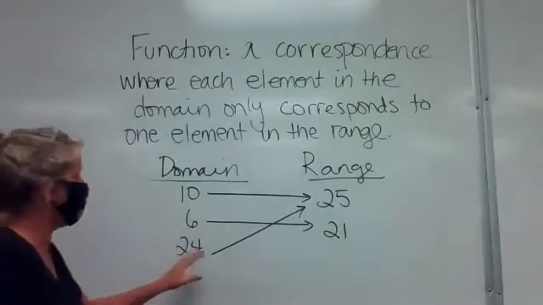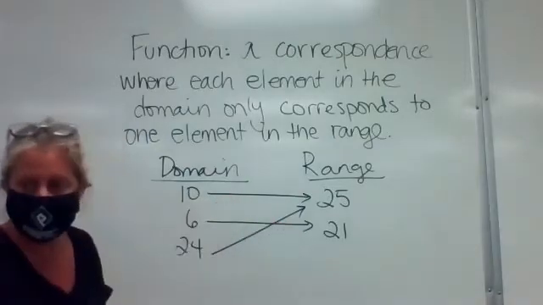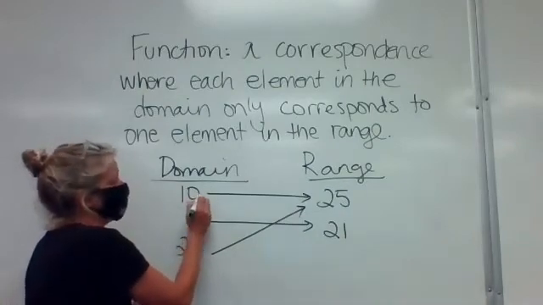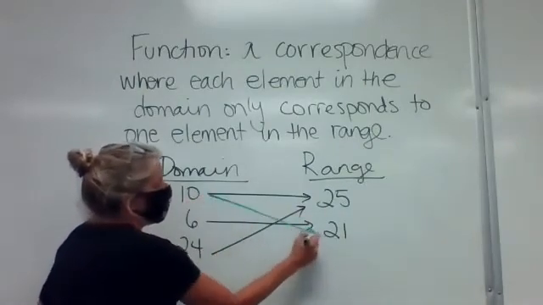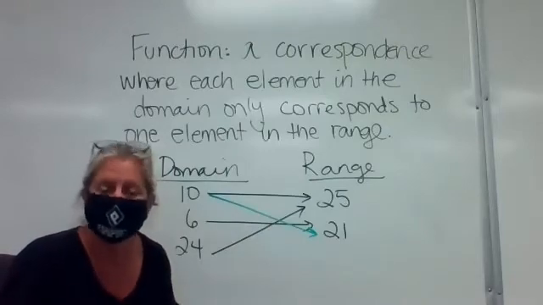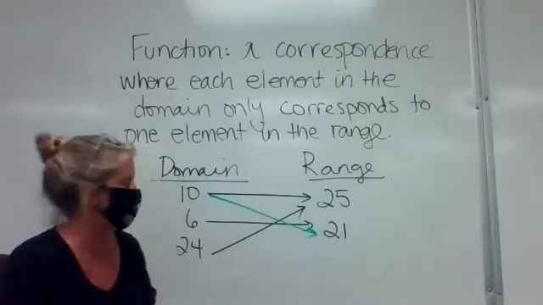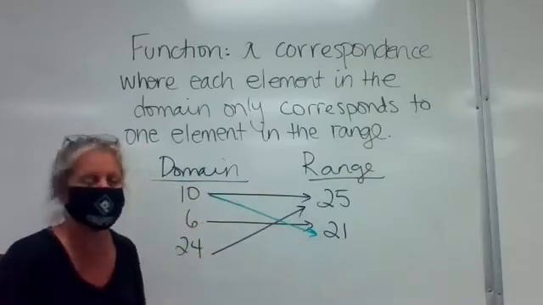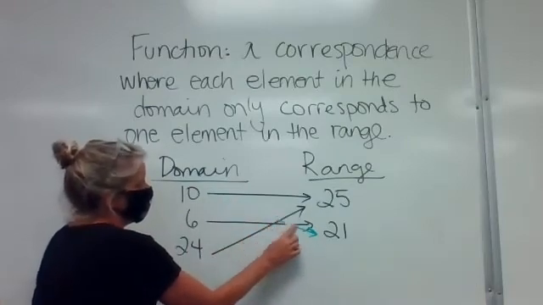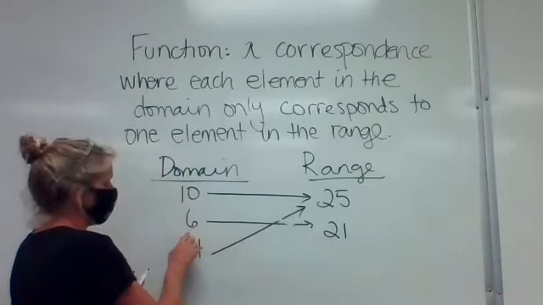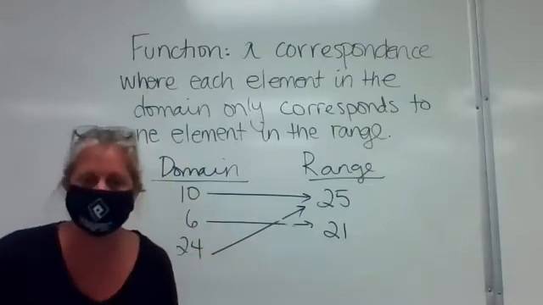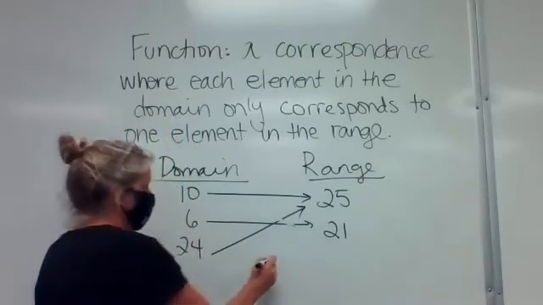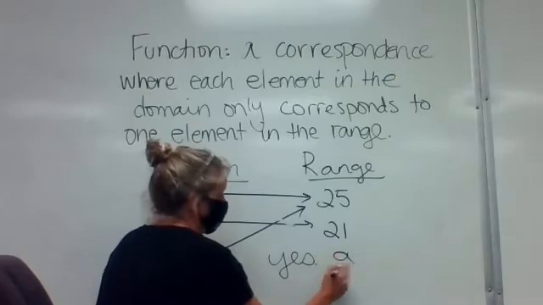If there was going to be an element that went to more than one number in the range, you would see something that looked like this. 10 would have to go to 25 and 21. That's what would make it not a function, is if one of these numbers in the domain had 2 arrows coming out of it, but that is not the case. Each element in this domain only has 1 arrow coming out of it. If you're only going to one thing, you are a function. So yes, this one is a function.